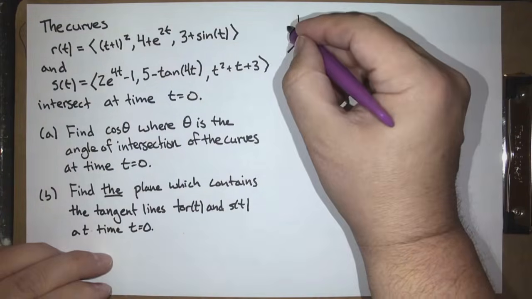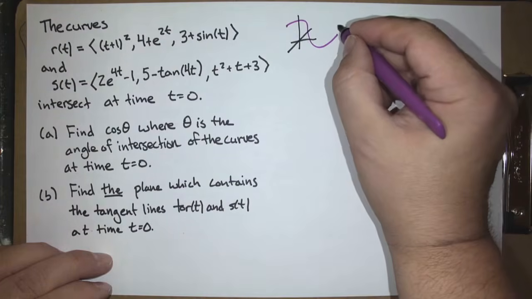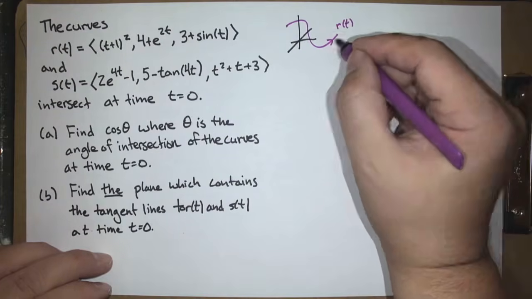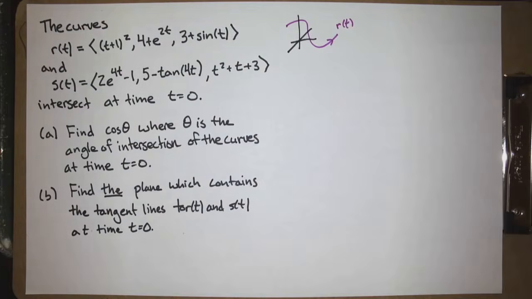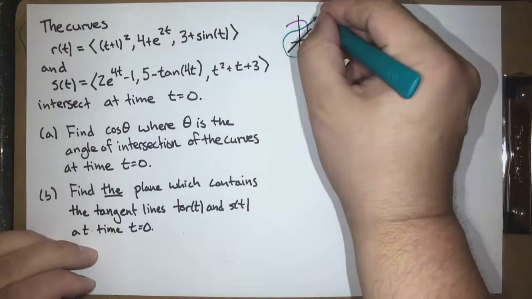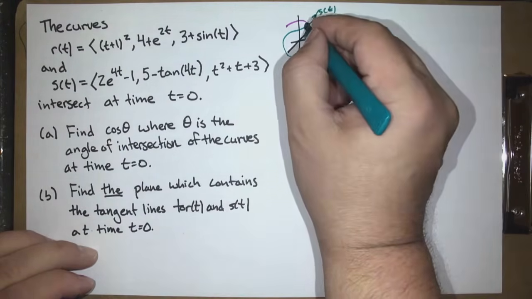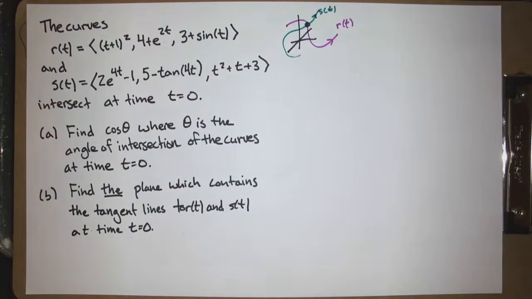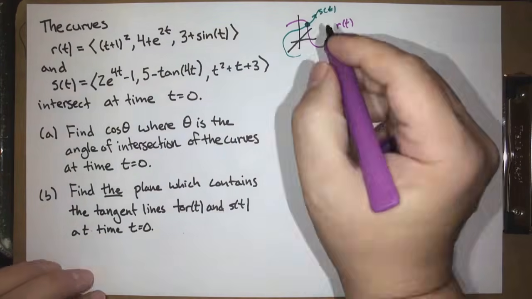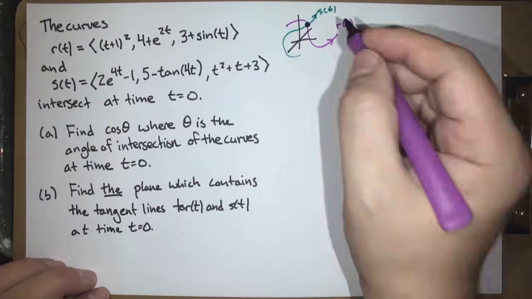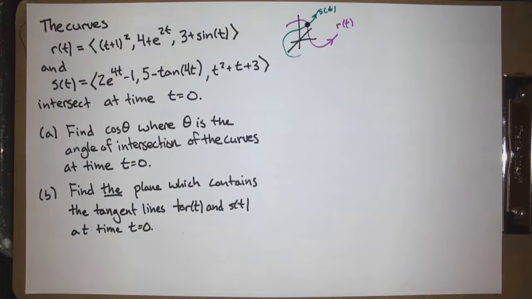But one curve is R of t, and it's doing whatever it does. Here's R of t traveling along. And there's another curve, S of t, doing whatever it does. Here's S of t. And then it just so happens that at one particular time, these two are in the exact same location. If we were thinking about these as particles traveling through space, we've just had a collision of particles.